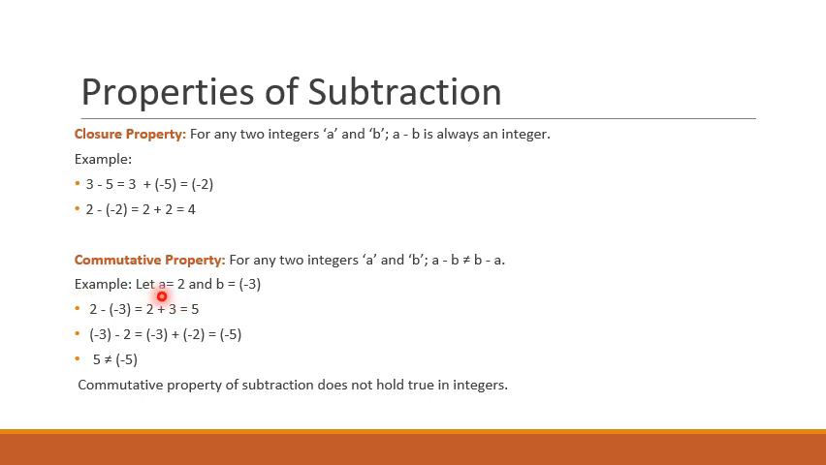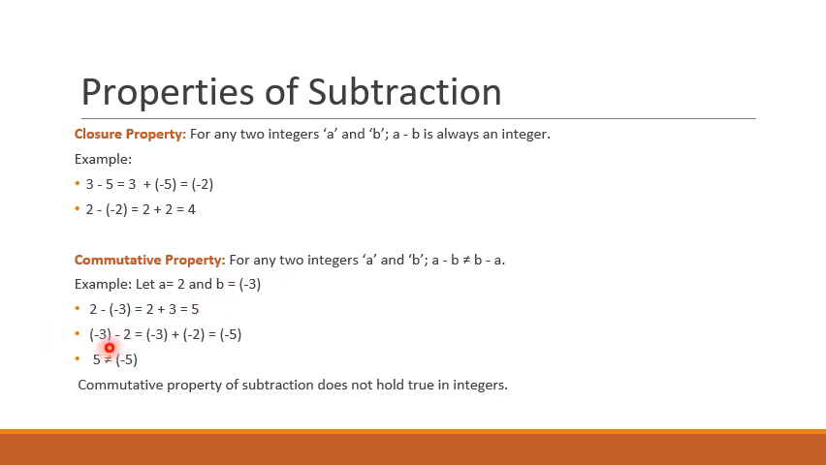I have taken two integers, a as 2 and b as minus 3. So when I write a minus b, that means 2 minus of minus 3. Just now I have told you when two minus signs come together, it becomes plus. So minus minus becomes plus. So I'll get 2 plus 3. So the answer is 5.